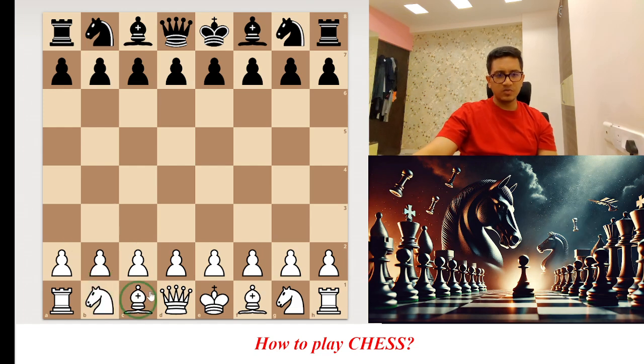How will the bishop move? The bishop can move diagonally, this way. Now here the bishop can't move because the bishop's movements are obstructed by its own pawn. So it can't be moved in this condition.